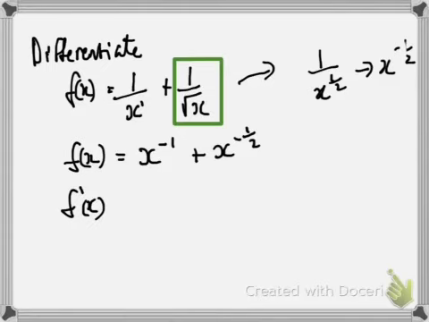Remember our little rule here, the index goes out the front, so we get negative 1 x, and we reduce the index by 1. If I reduce negative 1 by another 1, I get negative 2. Okay, so it's negative 1 x to the power of negative 2. Now, you don't really need the negative 1 there, so we'll just make that negative x to the power of negative 2.